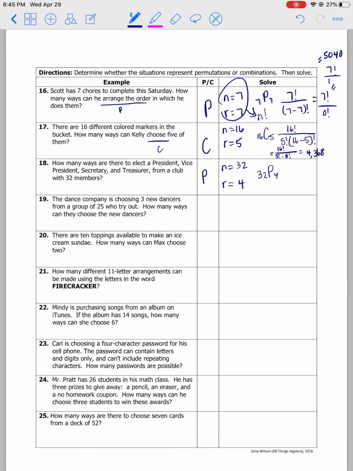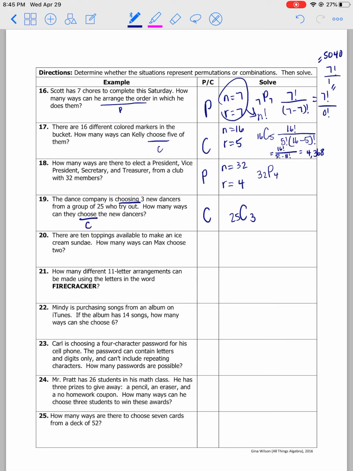19, the dance company is choosing 3 dancers from a group of 25 who try out. How many different ways can they choose the dancers? So choose signifies combination, right? You're not ranking them. You're not putting them in specific roles in the Nutcracker, right? So combination, N is 25, R is 3.